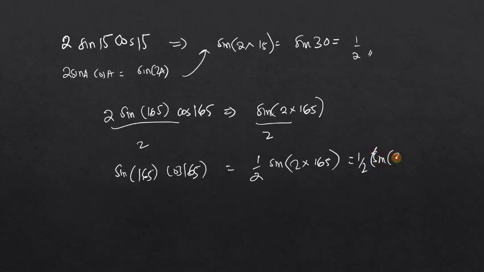sine of 330, right? Which is equal to 1 over 2 times negative 1 over 2, which is negative 1 over 4. So your final answer is negative 1 over 4. Those are just some of the examples of what I will talk about.